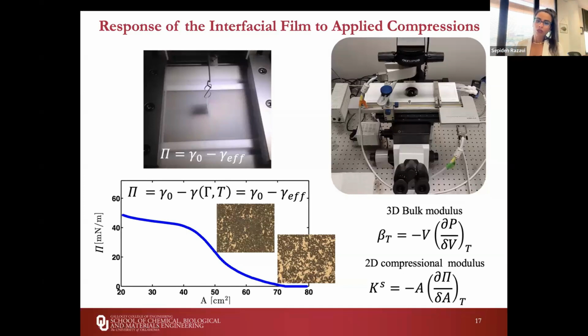So very similar to 3D, where you can think about how much pressure do I need to apply to obtain a certain change in the volume in a piston and cylinder system to get the bulk modulus. You can also get an isotherm compressional modulus for these 2D systems by looking at the slope of these isotherms. It's basically a resistance of the network to applied compressions, and how much it resists to applied compressions.